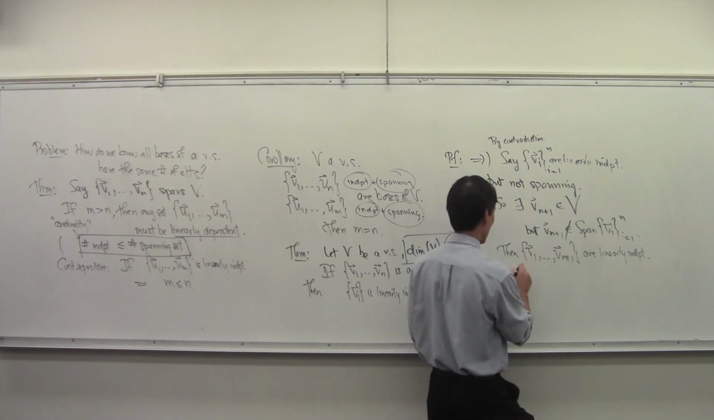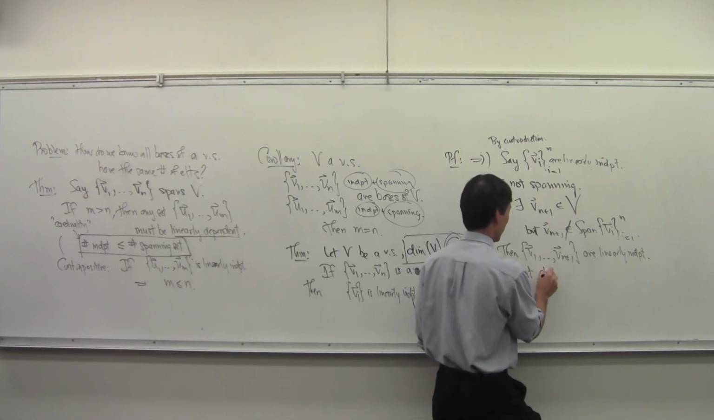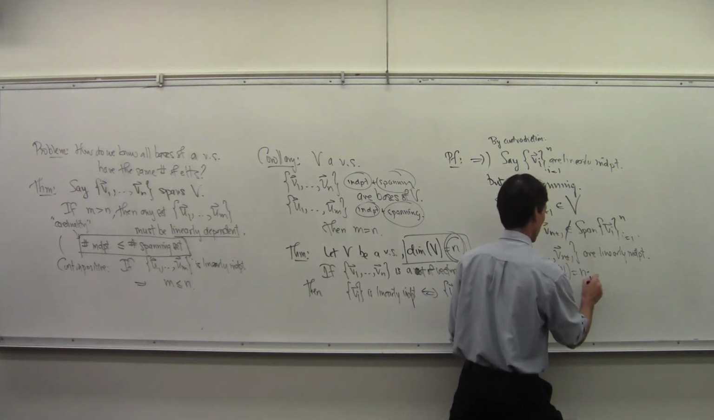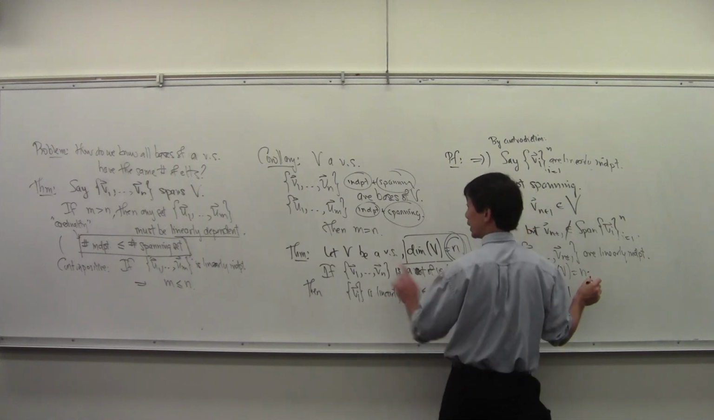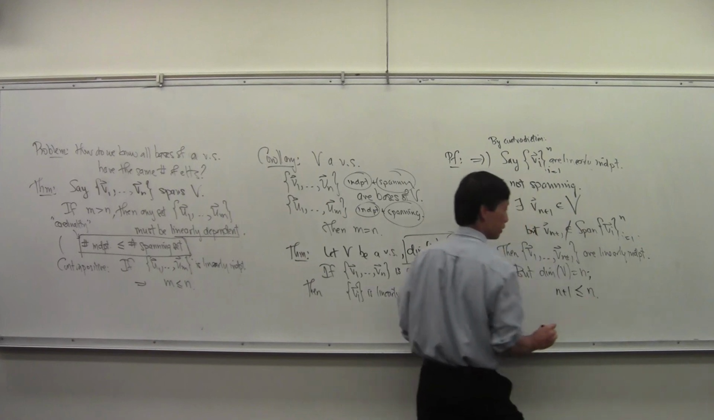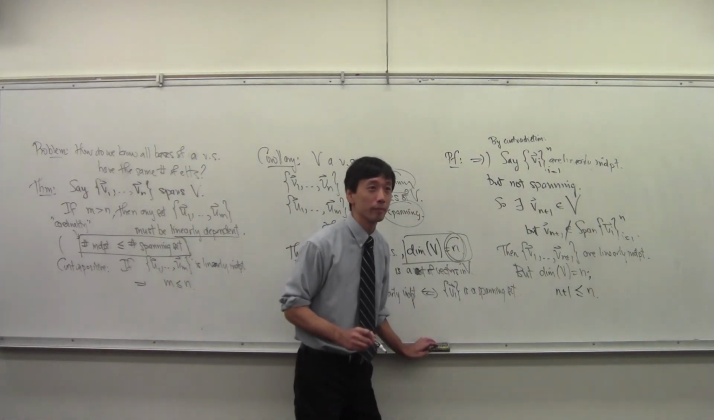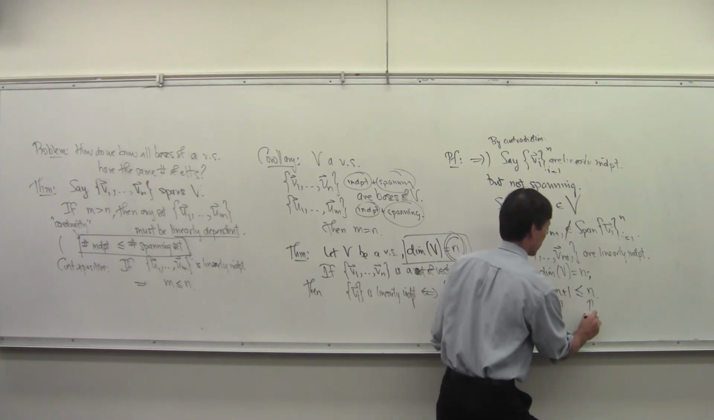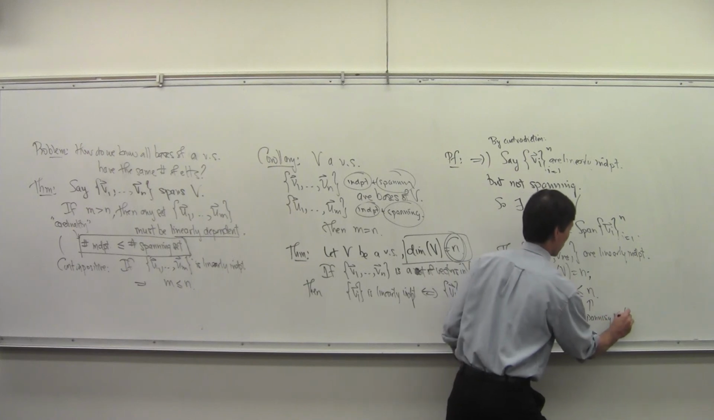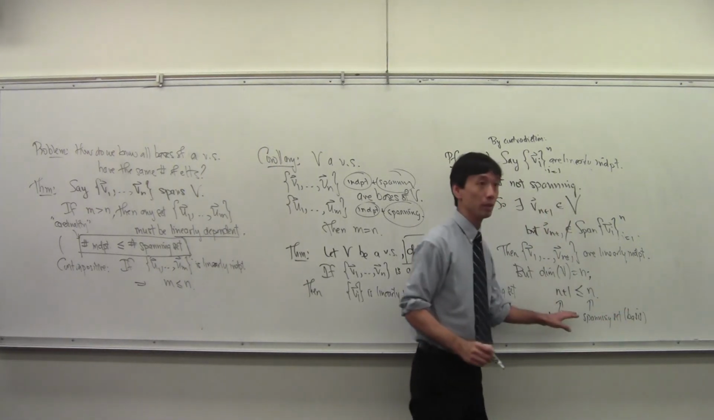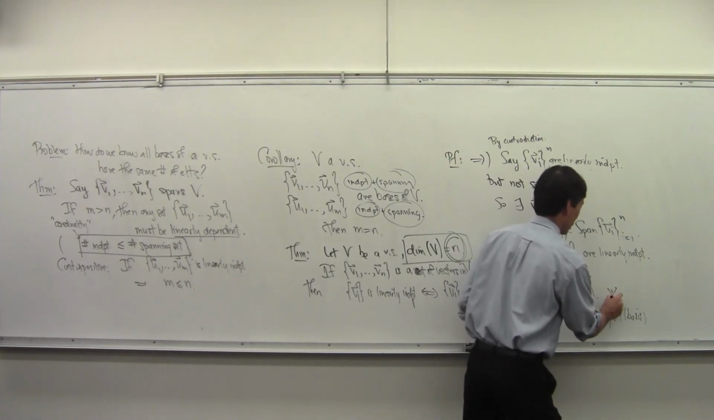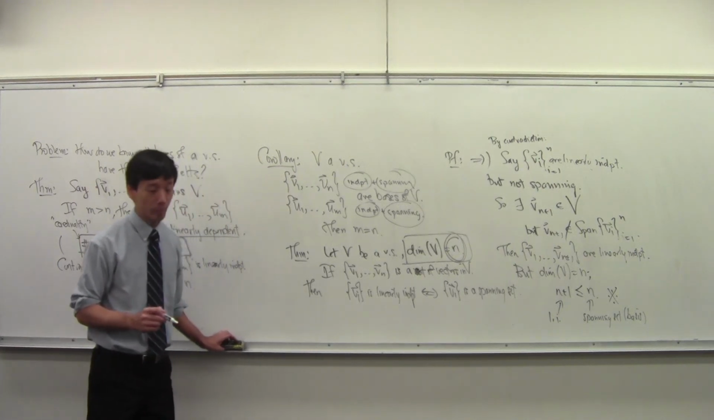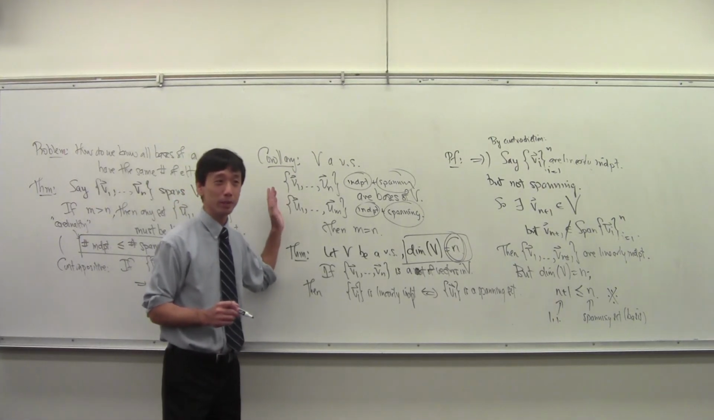But the dimension of V is n, which means that n plus 1, being linearly independent, must be less than or equal to n. This is the size of the linearly independent set, and this is the size of the spanning set. But that's false, of course. n plus 1 is not less than or equal to n. And then the opposite direction is kind of the same.